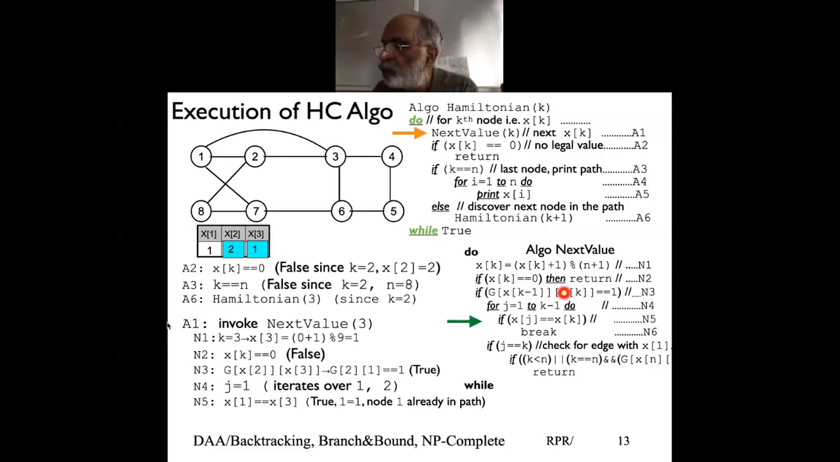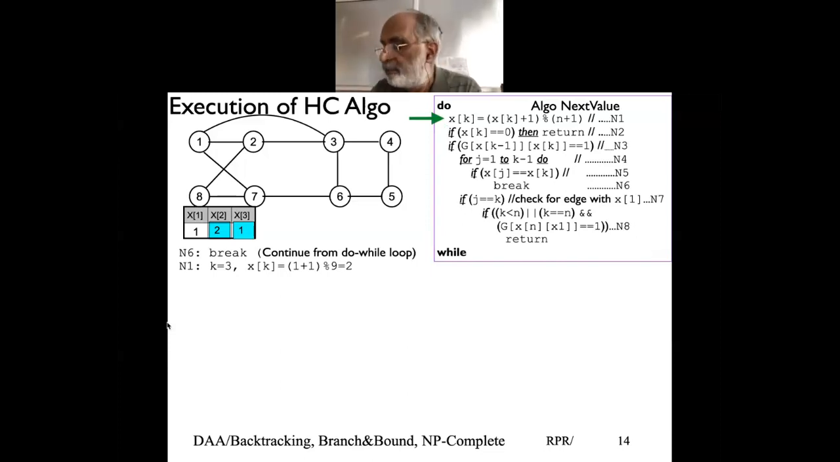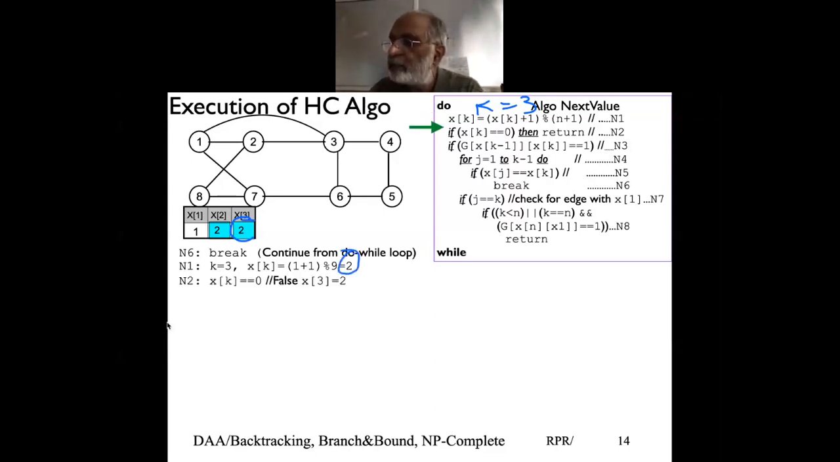We're breaking from this for loop and not from this do while loop. So we come back to this next xk. Now we break, so basically we come back to increasing xk. Now k is 3, value is 1 so far. With this execution, xk becomes 2, meaning x3 becomes 2. Is x3 0? No, it is not 0.